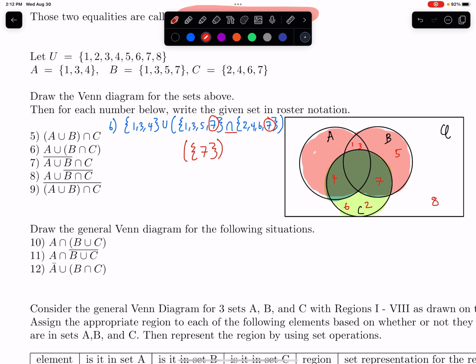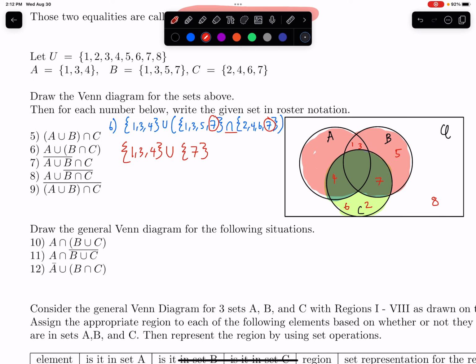Got a union in between. I'm just going to bring down this 1, 3, 4, just copying it down again. So now what do I have? I have 1, 3, 4 union with 7. I kept the parentheses, but I actually don't need them. I'm just going to take them out because it's visually nicer this way. Okay, a little closer. And so now I have 1, 3, 4 union with 7.